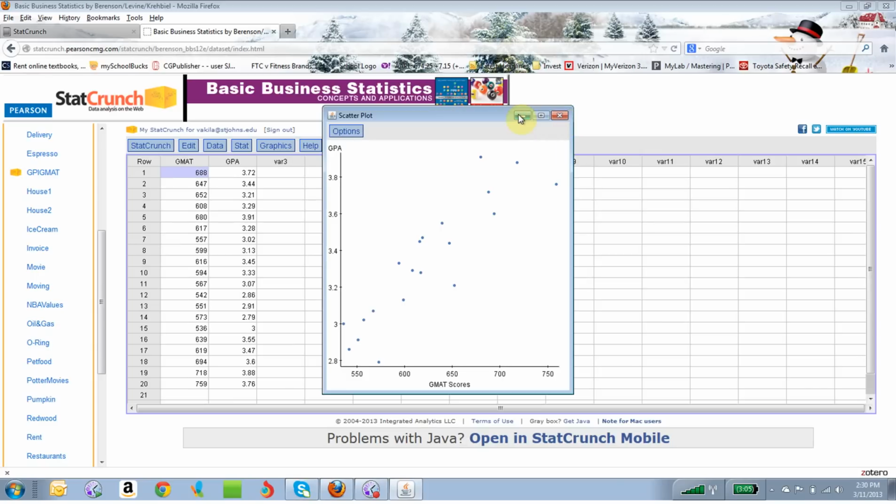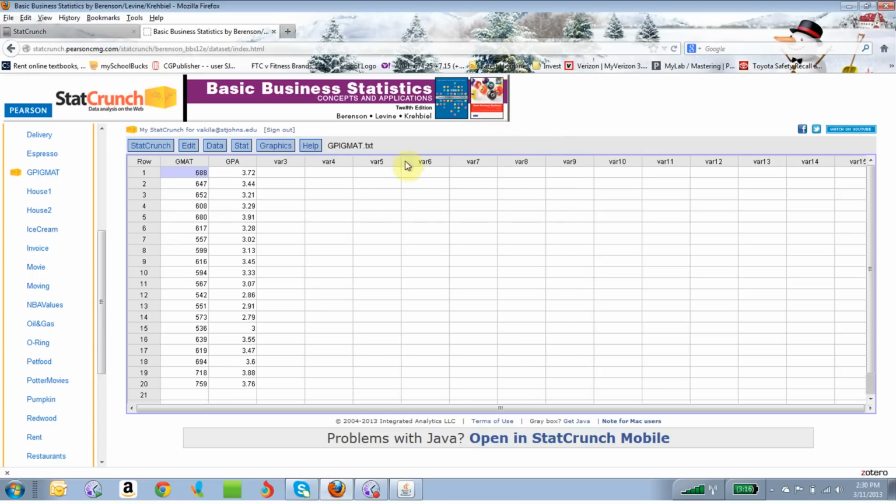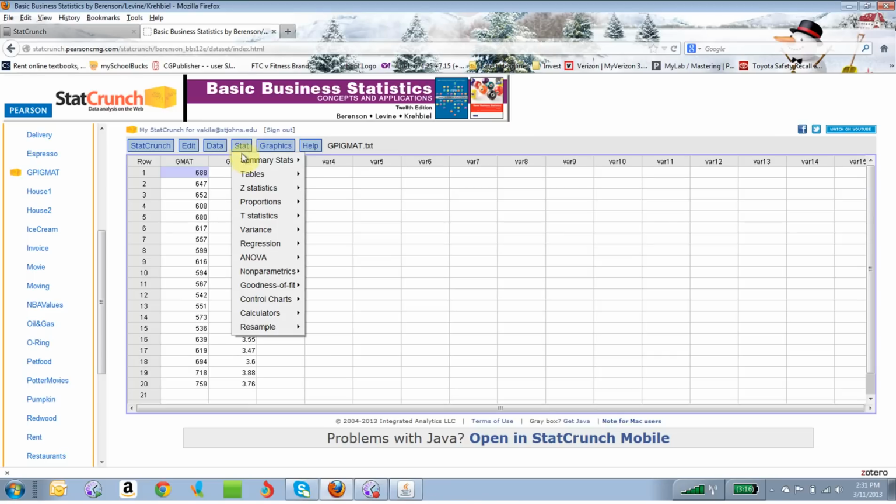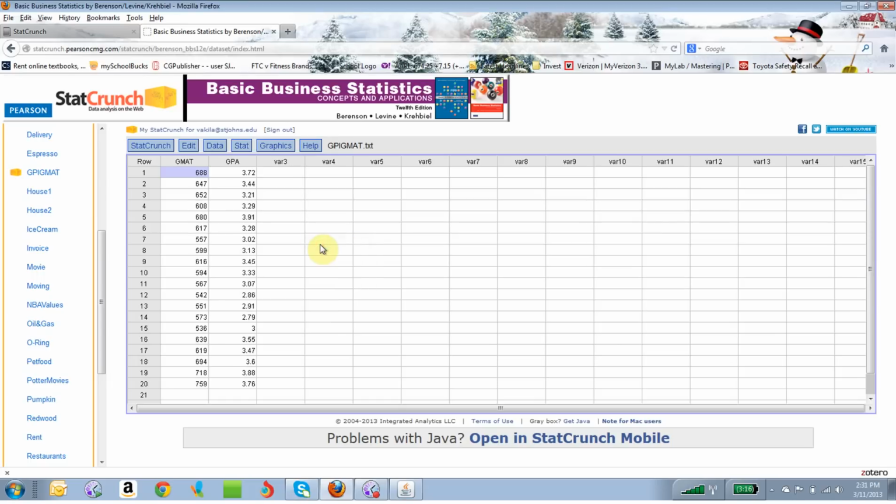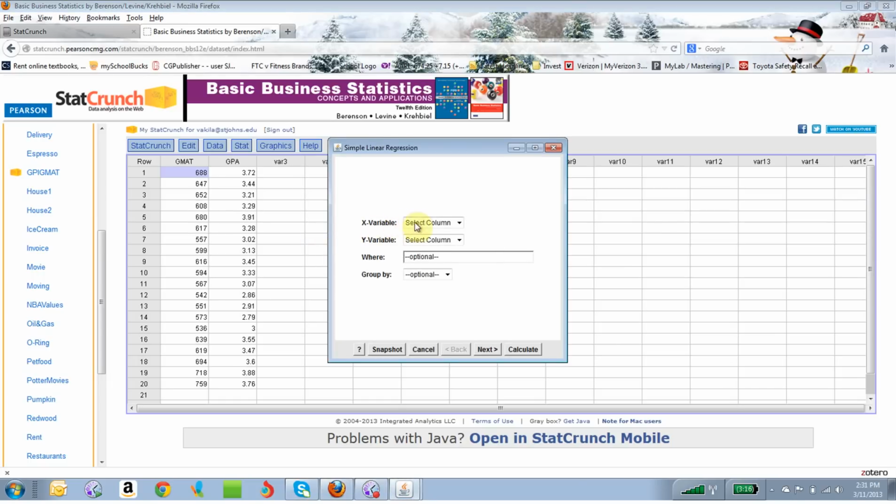Now let me go and try to run a regression on these data. So I go to start, I go to regression, and I go to the simple linear regression. Again, I have to identify my x and y. My x obviously is GMAT score. My y is GPA.